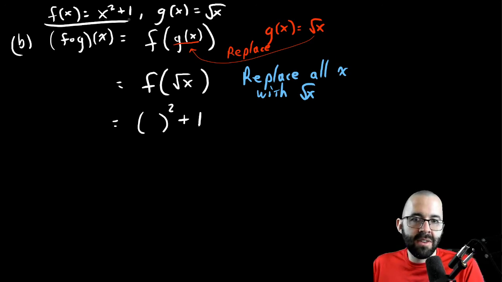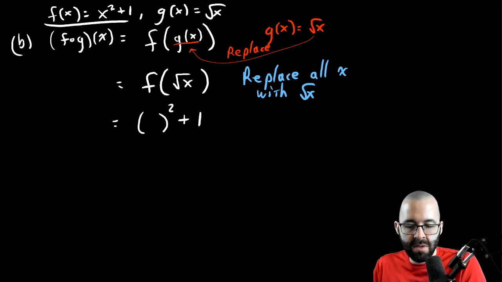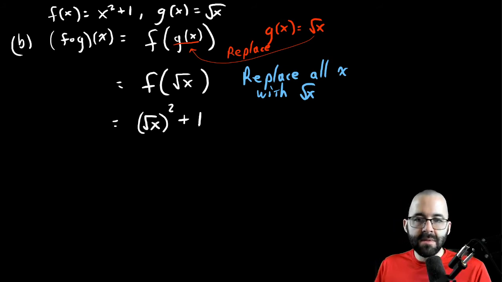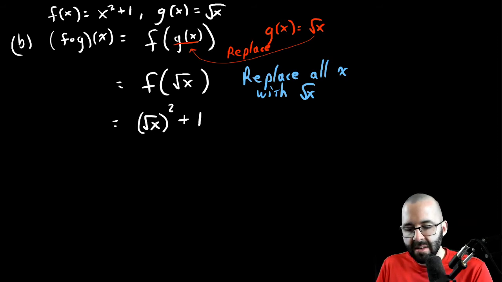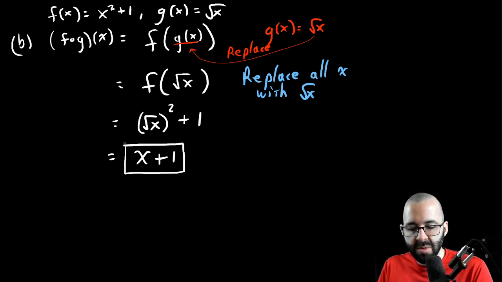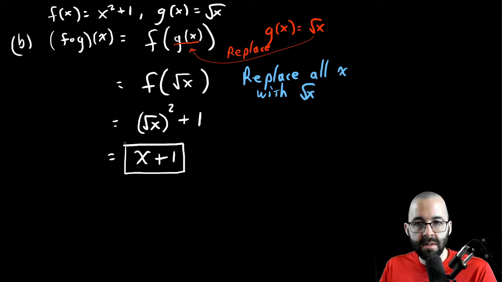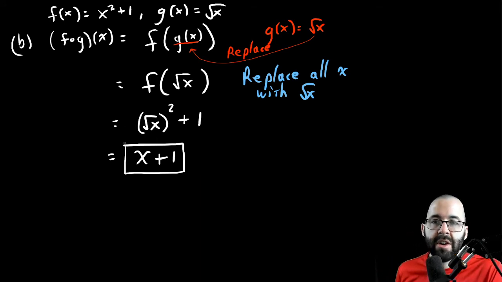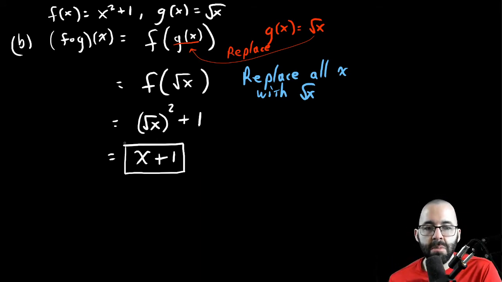That's normally what f is, but now we're not plugging in x anymore. So replace those x's with the square root of x, and then simplify. The square root of x squared, those cancel. We just get x plus 1. This is our new function. This is what f of g is, f composed with g for any input value.